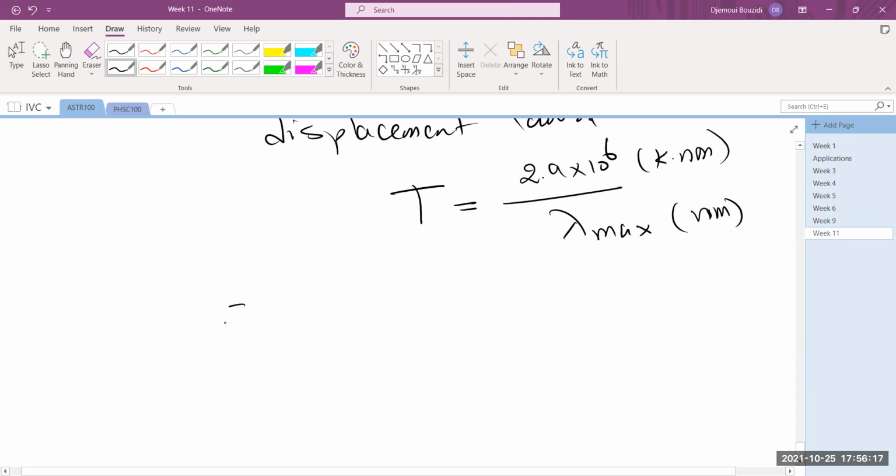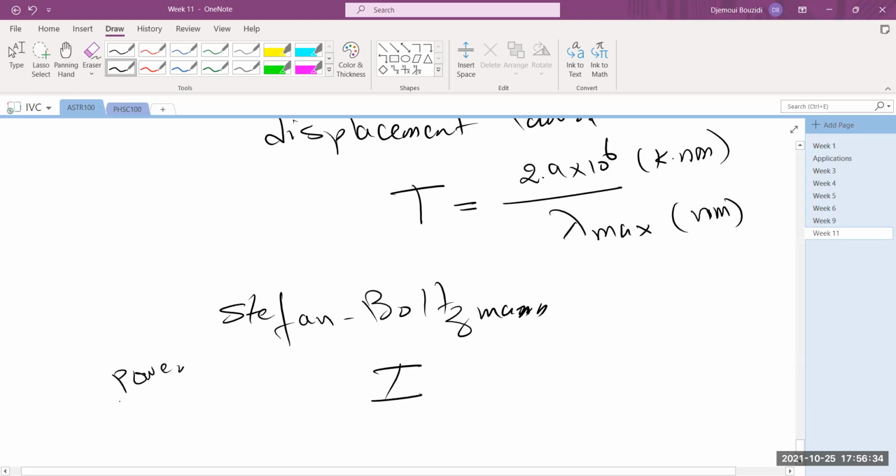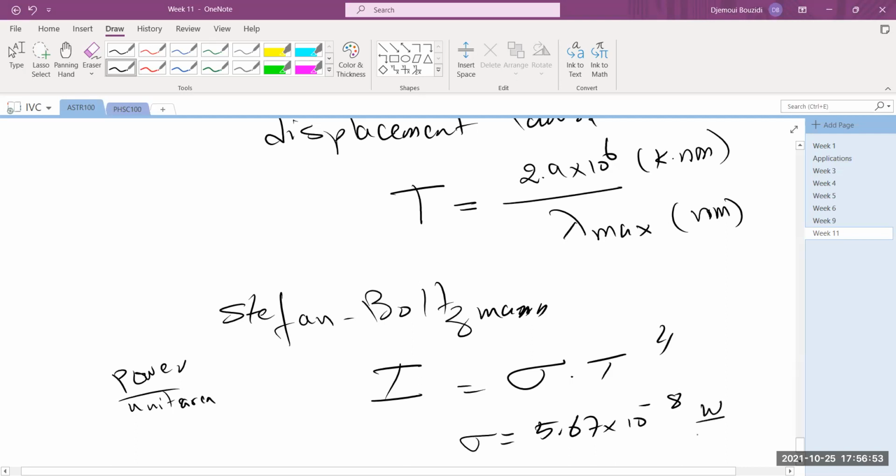The other law is Stefan-Boltzmann. This gives me the energy radiated per unit time per unit area, okay, power per unit area. This one is given by sigma times T to the power 4, where sigma is just another constant, which is what, 5.67 times 10 to the negative 8. What is the units again? Watts per meter squared per Kelvin to the power 4.